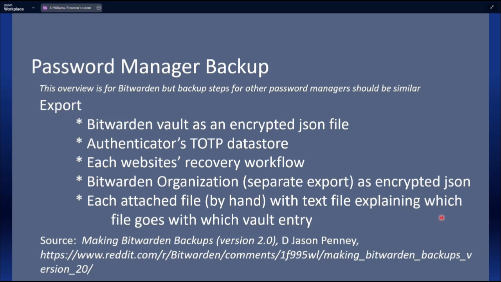You want to make certain that you understand how each website has a recovery workflow and back that up. If you use Bitwarden's organization feature, then that's a separate export, and you want to back that up as an encrypted JSON file. If you attach files inside Bitwarden, which it supports, it allows you to attach a file to an entry in Bitwarden. Unfortunately, if you do that, when you do these exports, those attached files will have to be exported by hand. So you'll need to have a text file which explains which file goes with which vault entry.